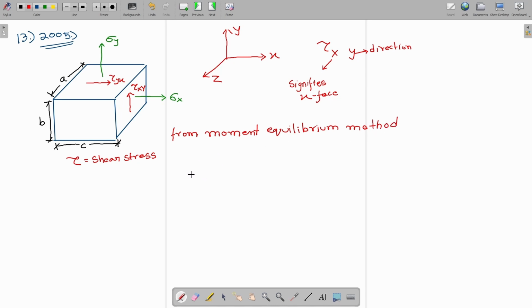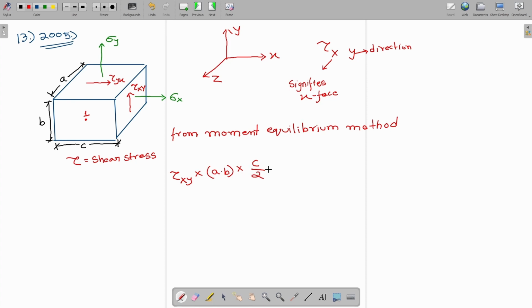we can write tau xy into a into b into c by 2. Now, we are going to consider the moment equilibrium from this point. Let this point be 1. Therefore, tau xy is the shear stress, AB is the area of this face, and C by 2 is the moment arm.